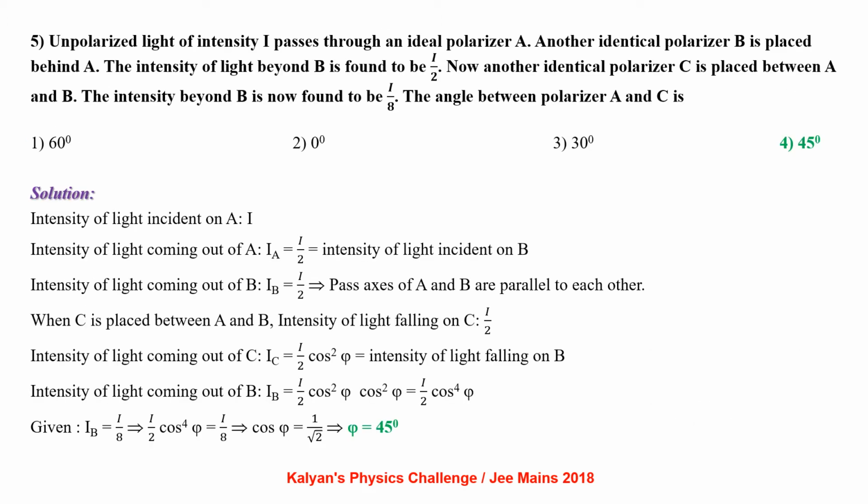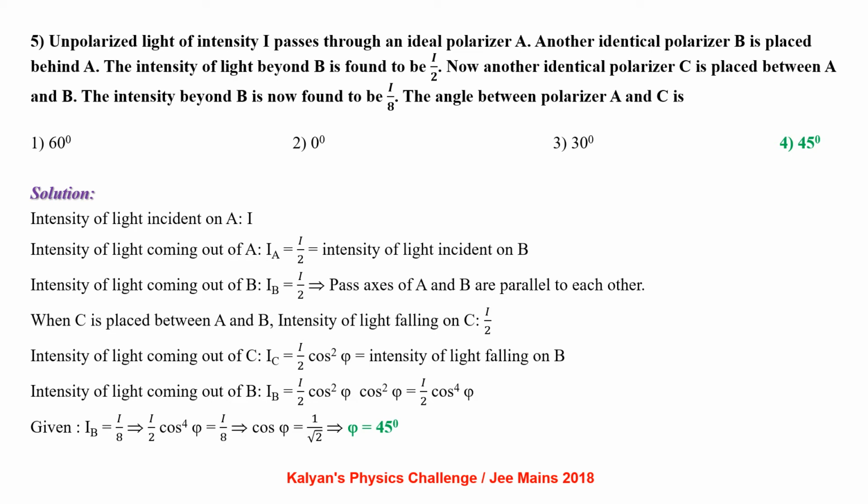Unpolarized light of intensity I passes through an ideal polarizer A. Another identical polarizer B is placed behind A. The intensity of light beyond B is found to be I by 2. Now another identical polarizer C is placed between A and B. The intensity beyond B is now found to be I by 8. The angle between polarizer A and C is: intensity of incident light on A is I.